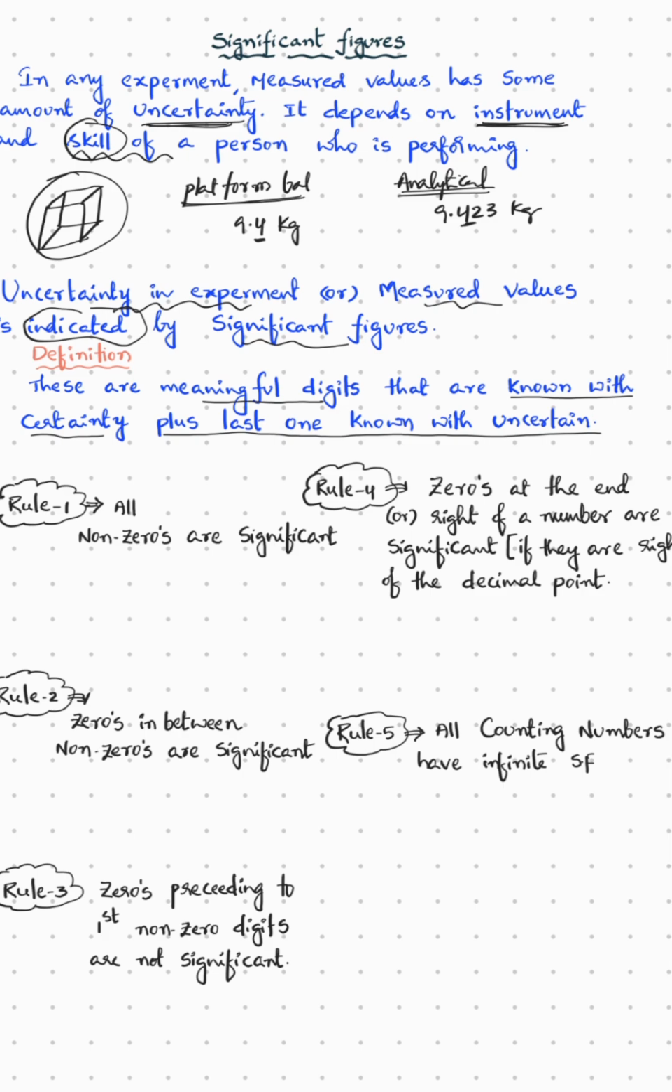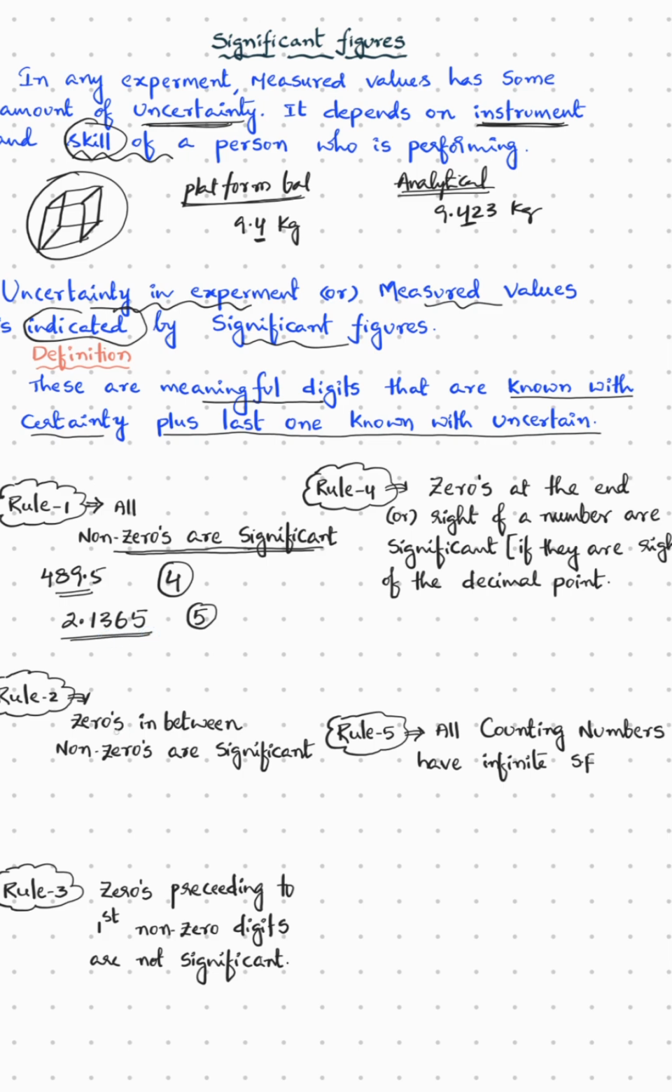Here we have certain rules. The first one: all non-zero digits are significant. For example, I am taking 489.5. In this value, the number of significant figures is 4, right? In the same way, 2136.5. Here also the number of significant figures is 5. So all the digits will be considered as significant figures here. This is rule number 1.